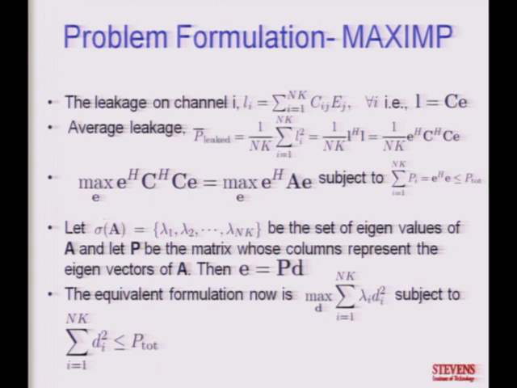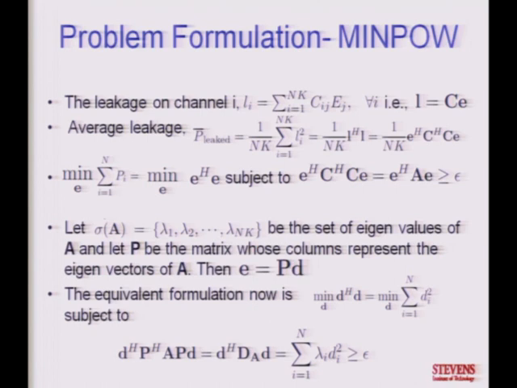Just notice, in this case, the constraint is on summation d_i squared, the objective is summation lambda_i d_i squared. In the MINPOW attack, it is the other way. The constraint is on summation lambda_i d_i squared, the objective is summation d_i squared. Now what happens is these two are not duals of each other, so solving one doesn't really solve the other.